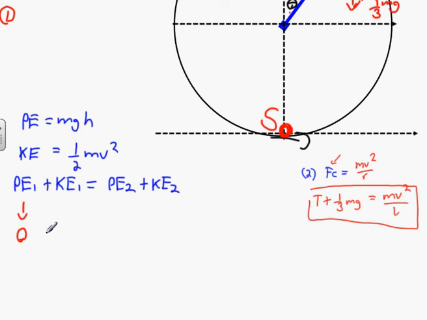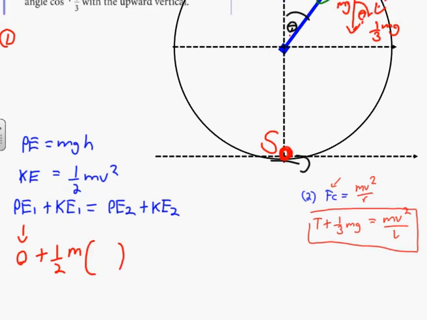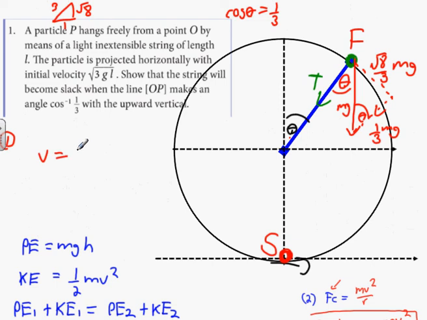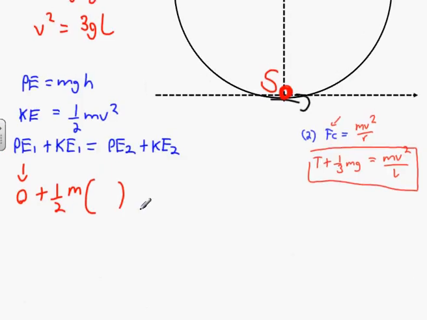How much kinetic energy do we have? I have half m v squared. Now what's v squared? It says v equals root 3gl. V squared therefore 3gl. Alright? 3gl.